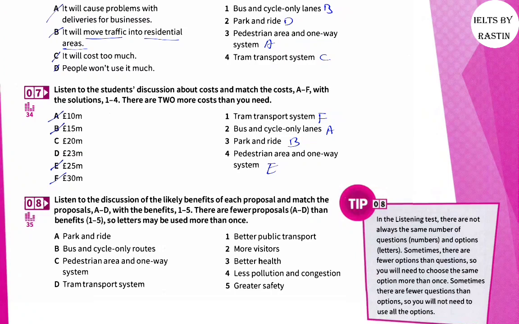Okay, tram transport system, better public transport. So number 1 is D. Well, you can write here or you can write here. For example, you can here say D or here.